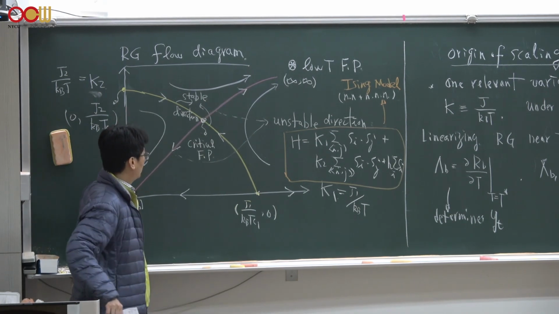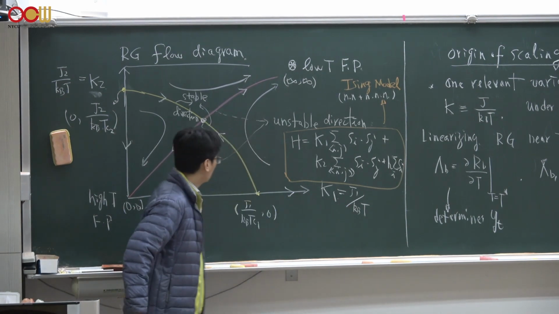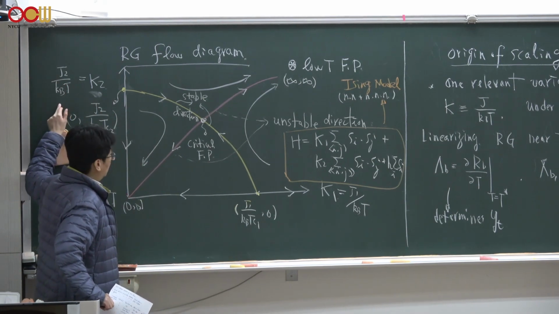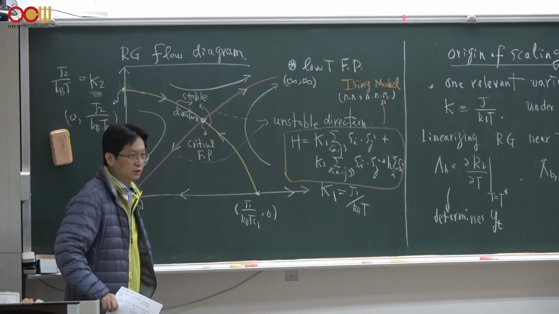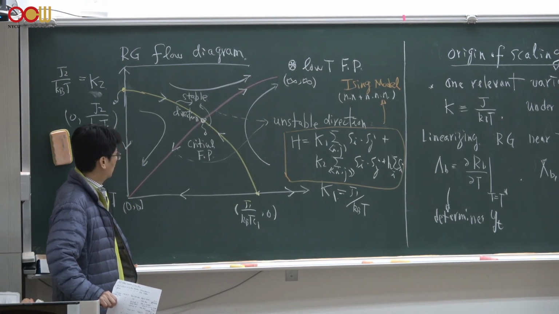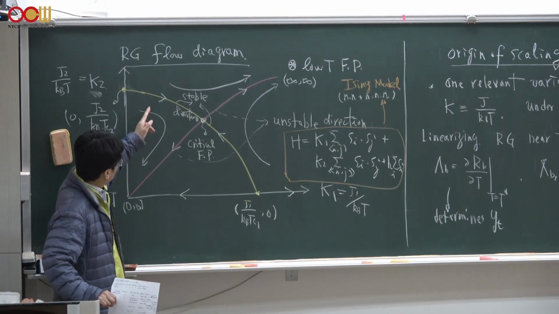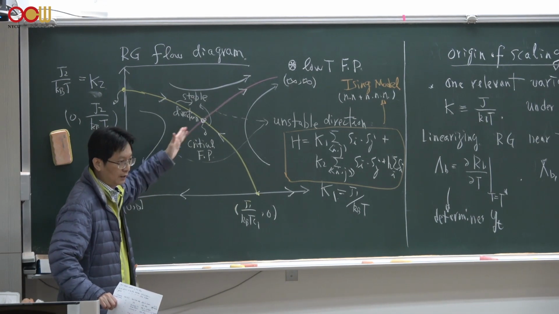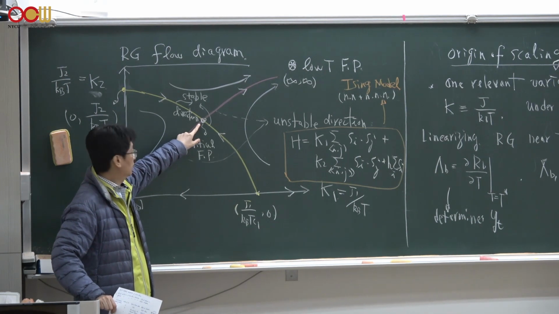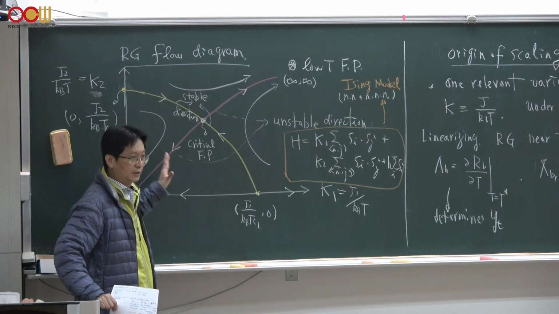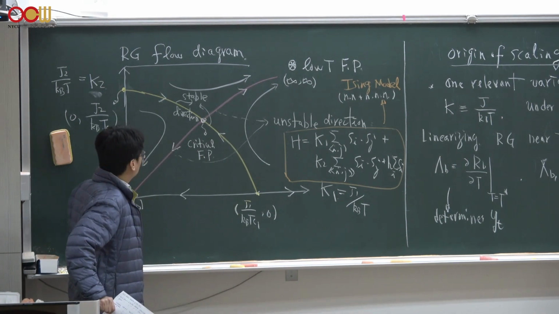So this is the two-dimensional phase diagram in terms of K1, which is J1 divided by KBT, and K2, which is J2 divided by KBT, where J1 and J2 refer to the Ising coupling of the nearest neighbor and next nearest neighbor. So there are two important curves in the phase diagram, which are marked by yellow and by red, and they cross at this critical fixed point right here, and there are many arrows indicating the direction of the RG flow. So there are several fixed points here.